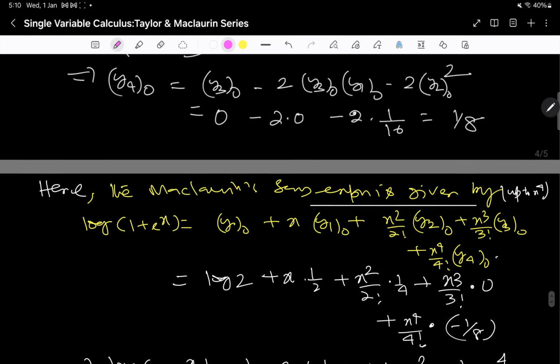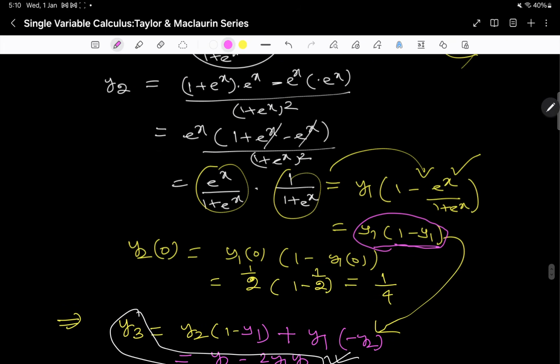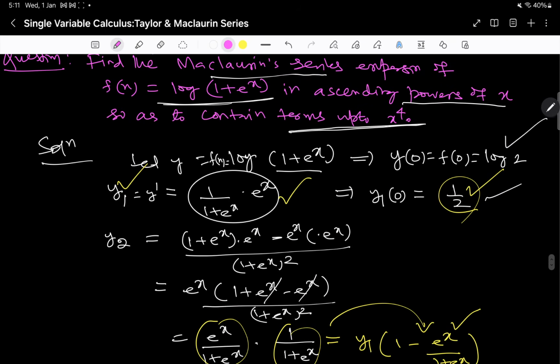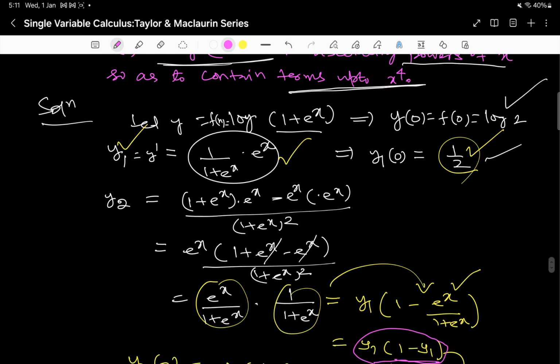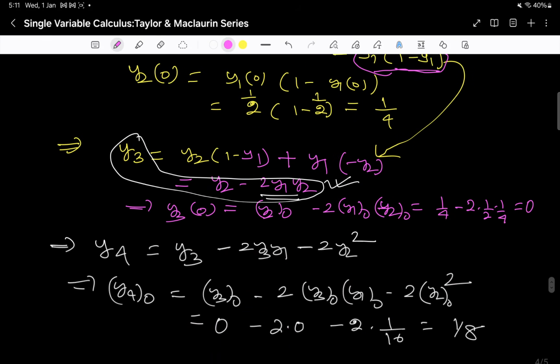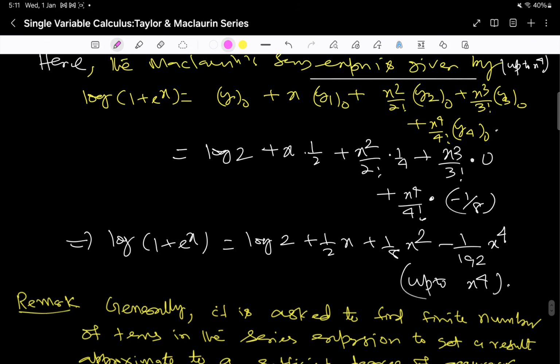In this example, this example is a little tricky, because if we usually differentiate and find the result instead of bringing back to y1 and y2, then this calculation will be lengthy. So you should see this example carefully.